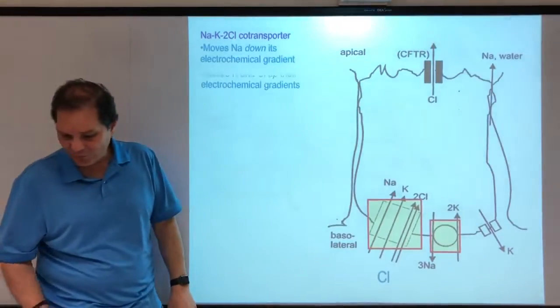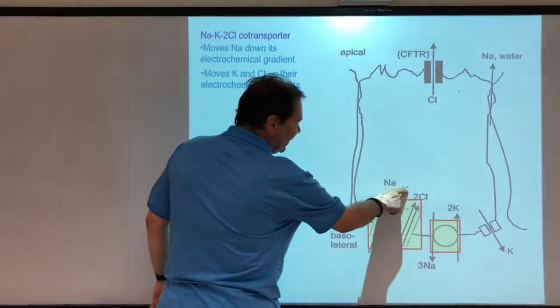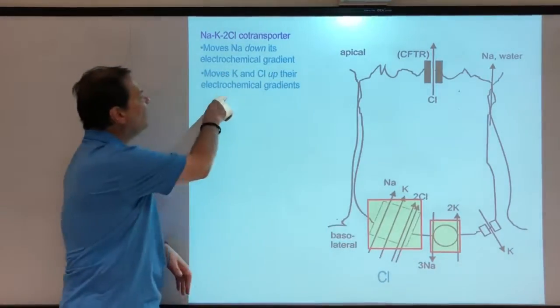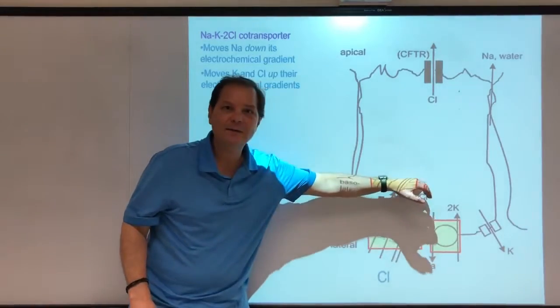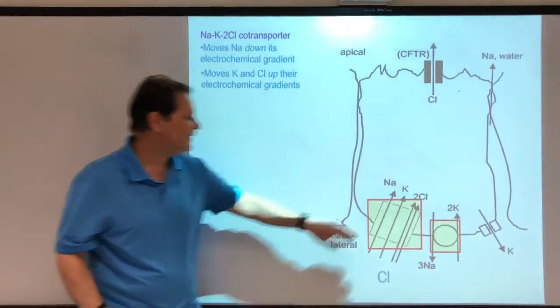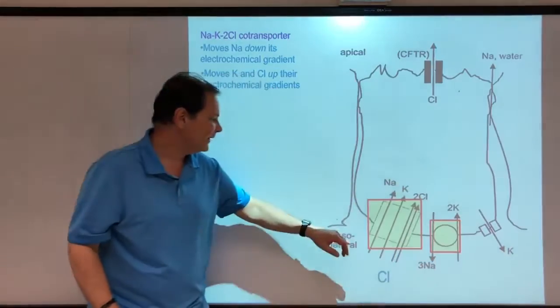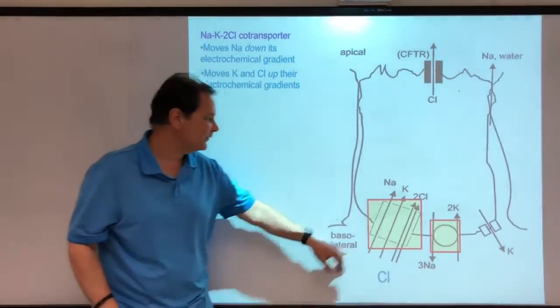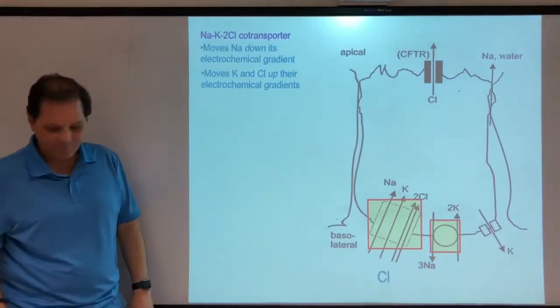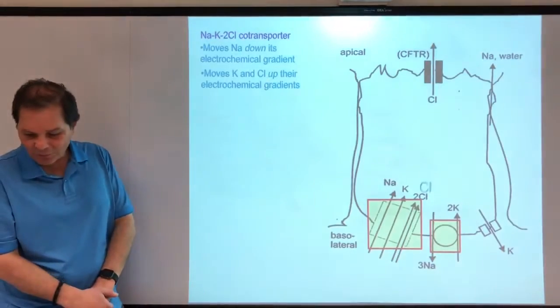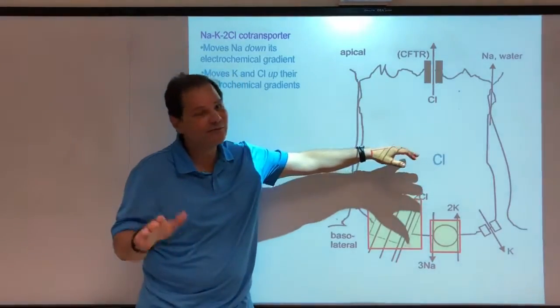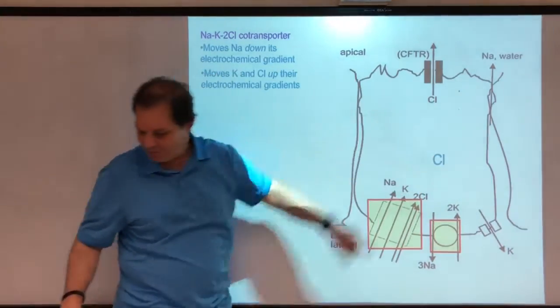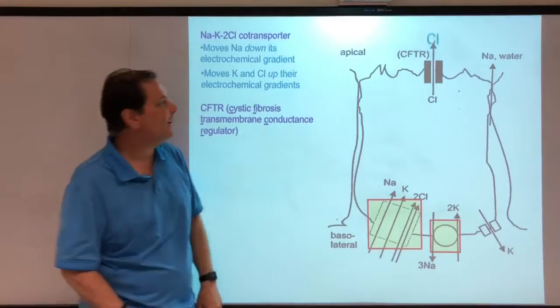And so with the sodium, we drag a potassium and 2 chlorides along with it. And they go up their concentration gradient from low to high. Okay? So we're building potassium and chloride here by using the sodium gradient as it flows down its gradient. So we've increased the chloride concentration in the cell. And now this chloride concentration, relatively high, we have a channel in the apical membrane.